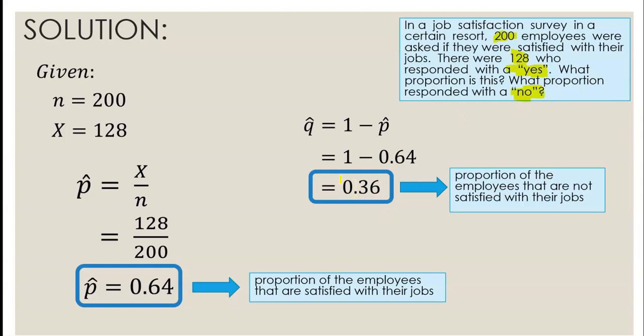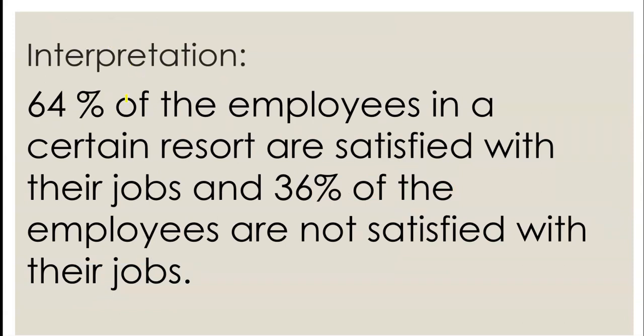Now these proportions could also be expressed as a percentage. So 0.64 is 64% and 0.36 is 36%. So when we make our interpretation, we can say that 36% of the employees are not satisfied with their jobs, and 64% of the employees in a certain resort are satisfied with their jobs.